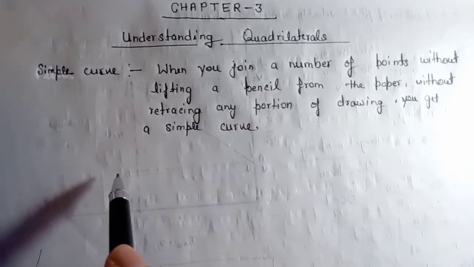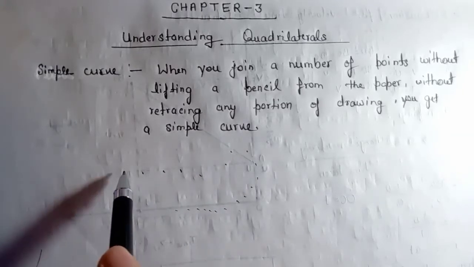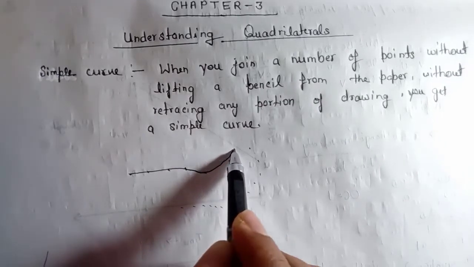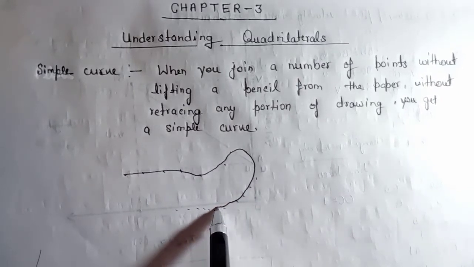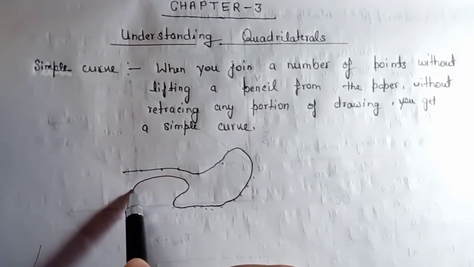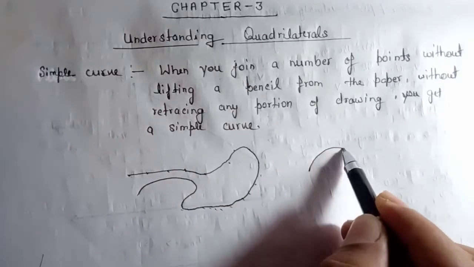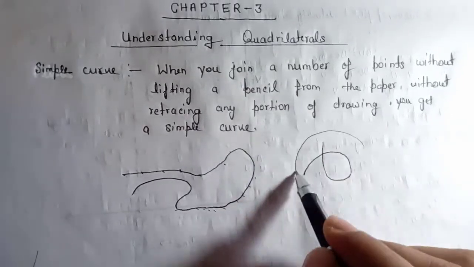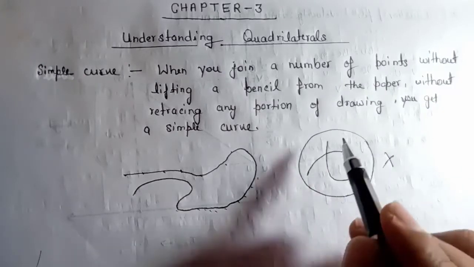When you join a number of points, there are a number of points you can see on this page, without lifting a pencil from the paper, without retracing any portion of the drawing, we get a simple curve. And if we draw a curve where we retrace the portion of the drawing, it is not a simple curve. So the condition is it must not cross itself.